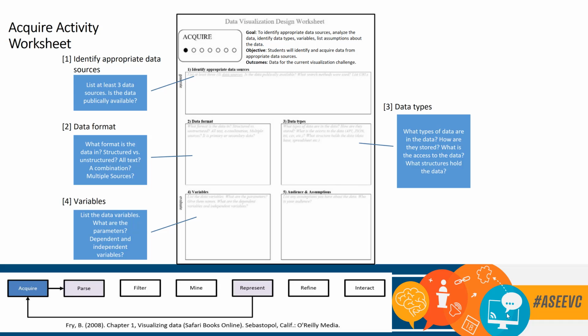Upon completing this worksheet, students should have data for the current visualization challenge readily available. Also notice the acquire stage serves as input to the parse stage, but is also impacted by other stages further into the process. For example, the represent stage.